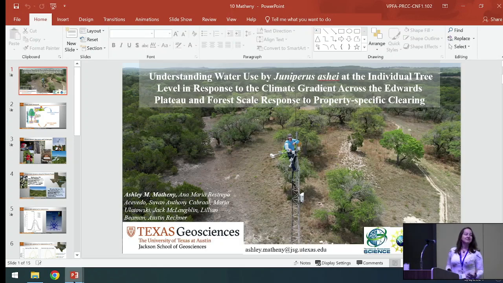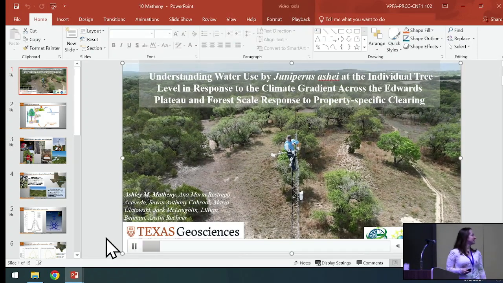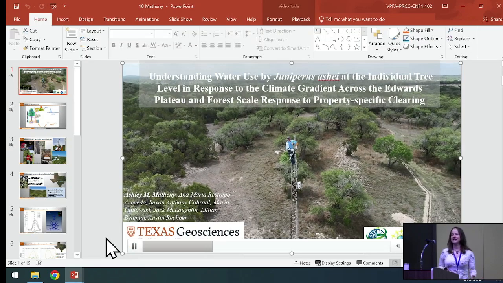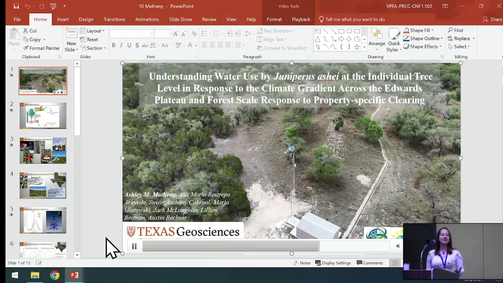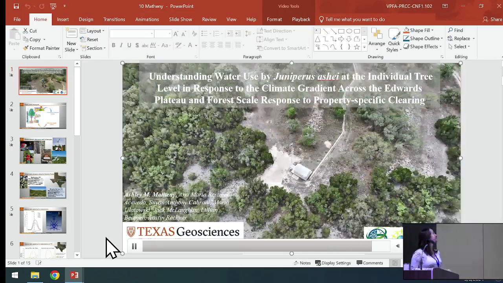So, my research group, similarly to what Pedro does, we study the ecohydrology of landscapes. And we try to focus on the way that plants move water between the subsurface and the atmosphere.